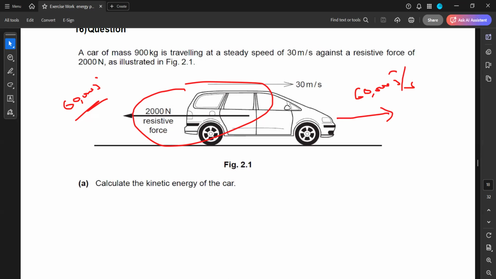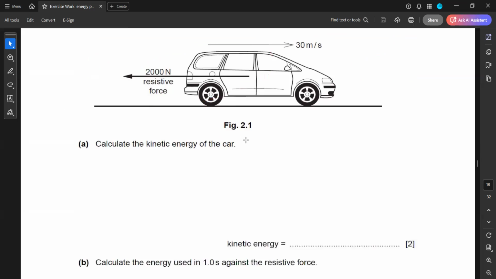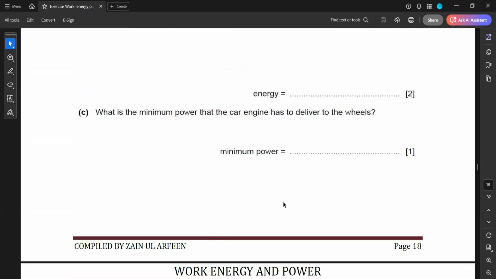And why do we need the same amount of energy? Because we want to maintain a constant or steady speed. The minimum energy the engine has to apply to maintain the steady speed is the same amount. That's why the answer is 60,000.